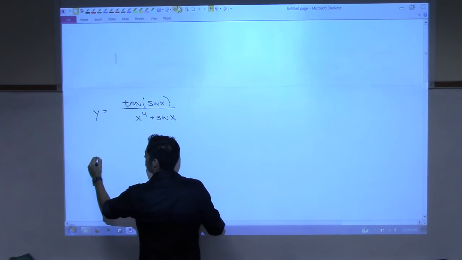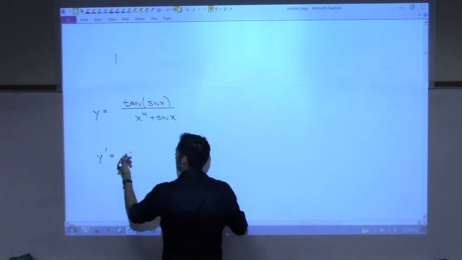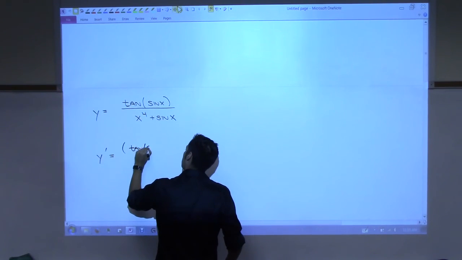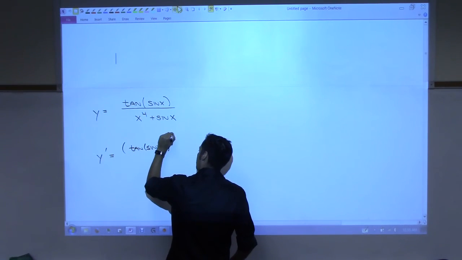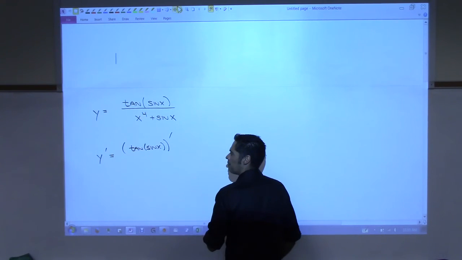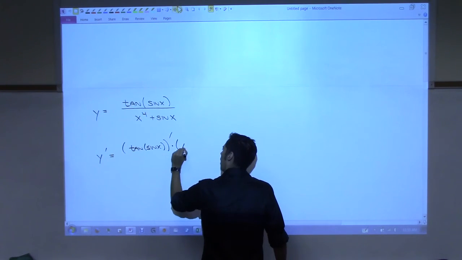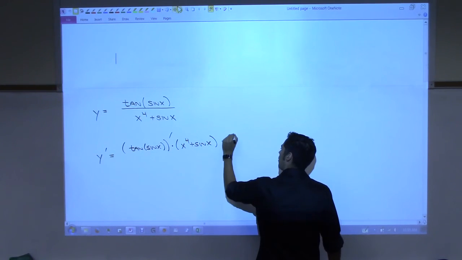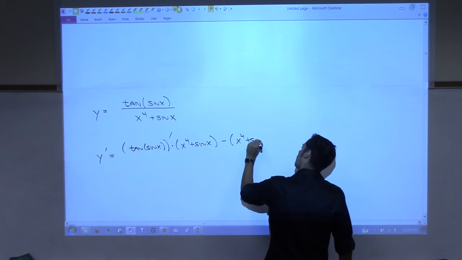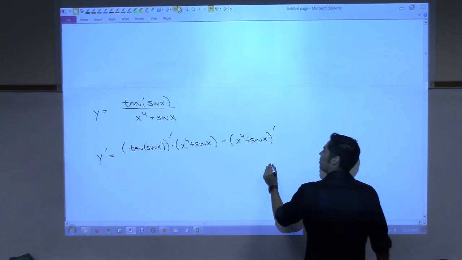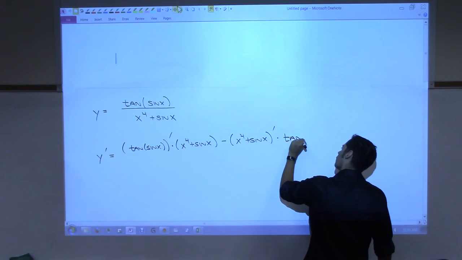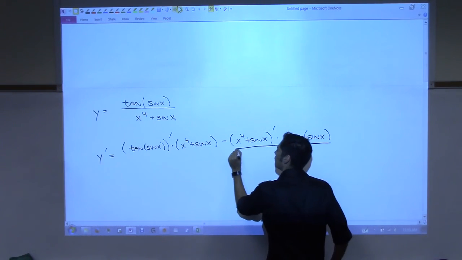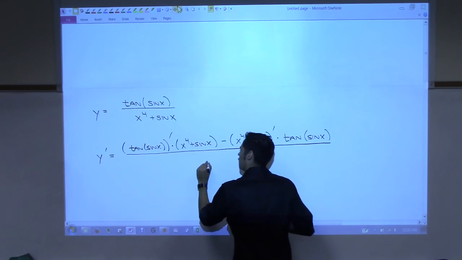So I'm going to start writing the quotient rule down. Quotient rule says derivative of the top times the bottom, and this is the way I'm going to write the derivative of the top: tan of sine x. That's the top, derivative of that, times the bottom, minus the derivative of the bottom, I'm going to write like this, times the top, all over the bottom squared.